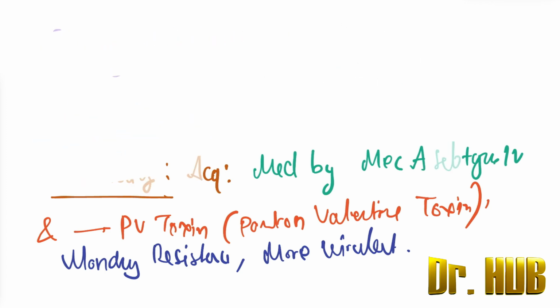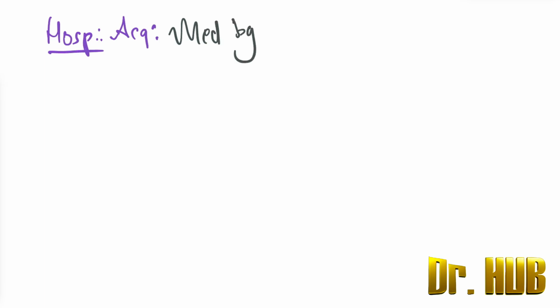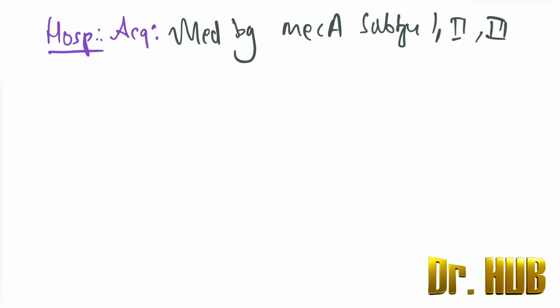Next, we saw the community acquired. Now we'll look at the hospital acquired. This is mediated by the mecA, subtypes 1, 2 as well as 3, and it's multi-drug resistant, and it is less virulent.